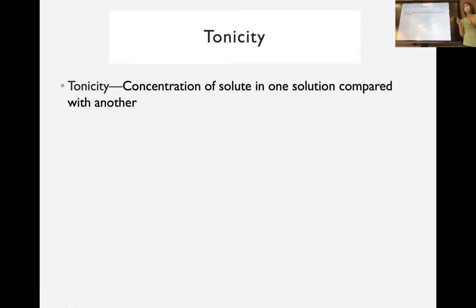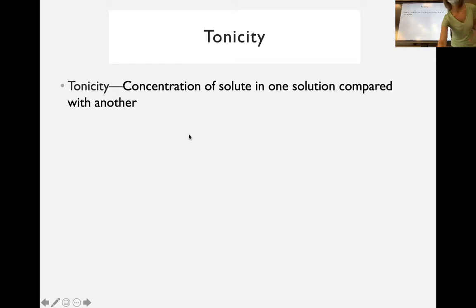You can also compare solutions to each other. Some solutions have more solute, which would be like one side of the cell membrane. And other solutions, which you can imagine is the inside of a cell, might have a different solute concentration. Cells want to keep a certain balance. Sometimes they want more salt inside, sometimes more salt outside, just to control the water movement into and out of themselves.